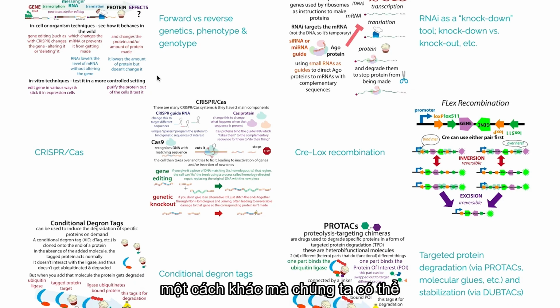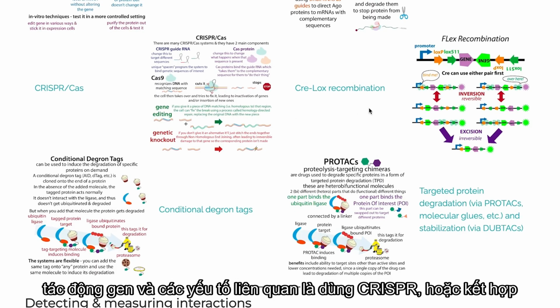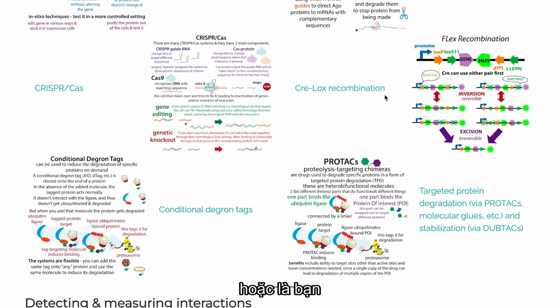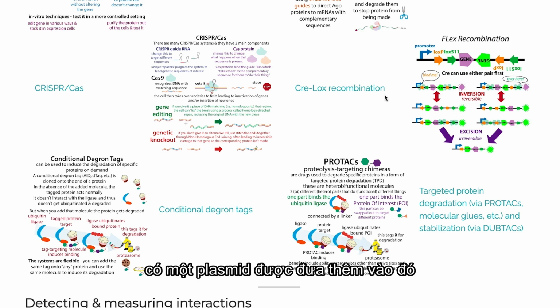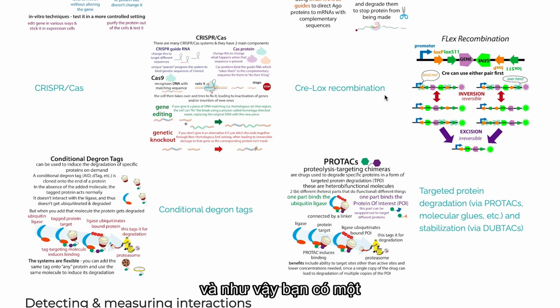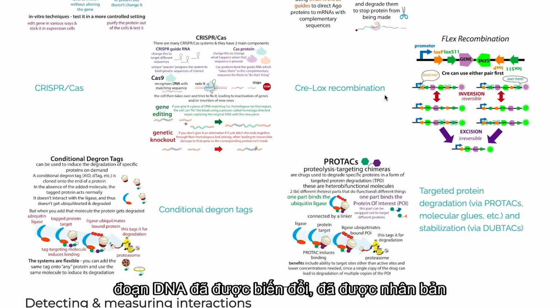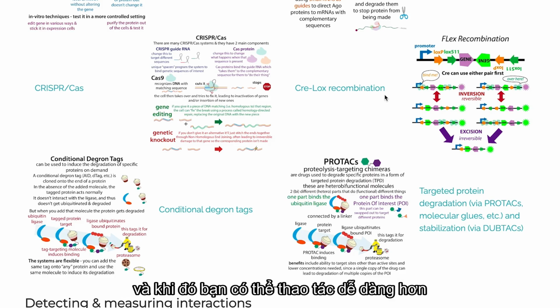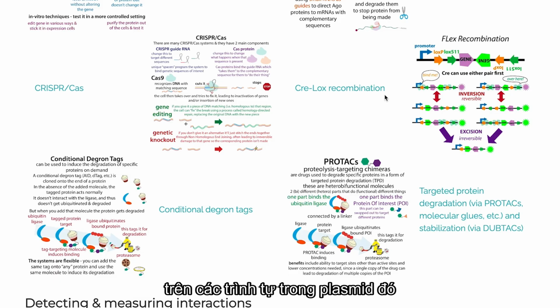Another way we can manipulate genes is with Cre-lox or recombination. And here we're typically dealing with something that's already been manipulated. So either you've used CRISPR to edit the actual gene in place, endogenous, or you have a plasmid that you've added extra into there. And so you have some sort of already genetically manipulated piece of DNA, such as a circular plasmid that you put into these cells, and you were able to then manipulate more easily the sequences in that plasmid.